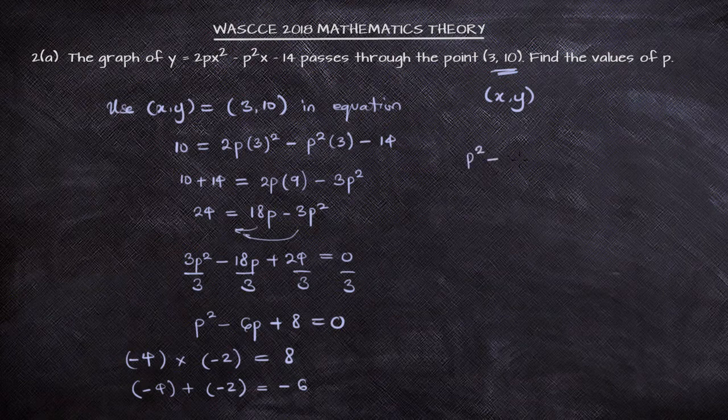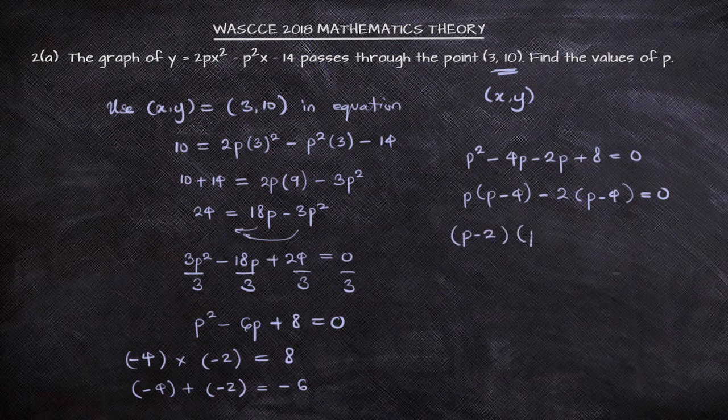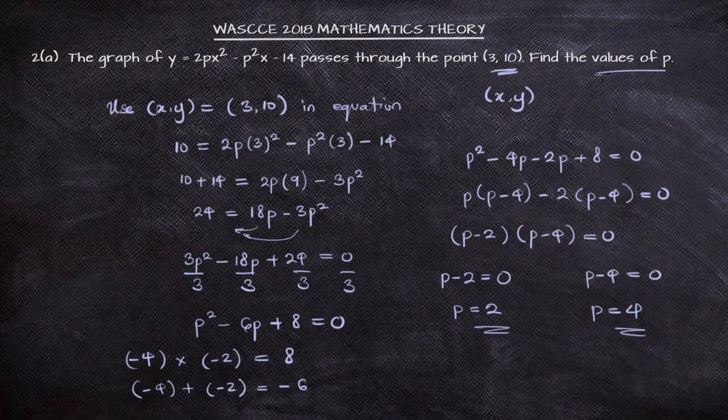And here we can have p square minus 4p minus 2p plus 8 is 0. So from p square, we can factor p out, p into p minus 4, minus 2 into p minus 4. Now when these negative numbers multiply, they will give positive 8. So we are on track. If we factor that out, we have p minus 2 is equal to 0, or p minus 4 is equal to 0. And that will give p is 2 or p is 4. Those are the values of p that we were asked to find. Good.